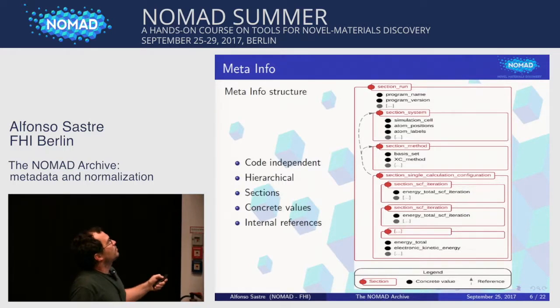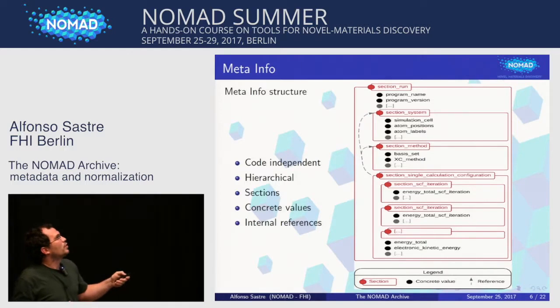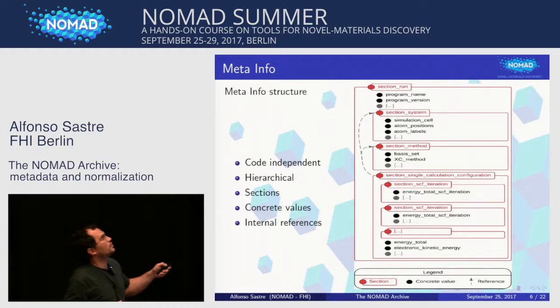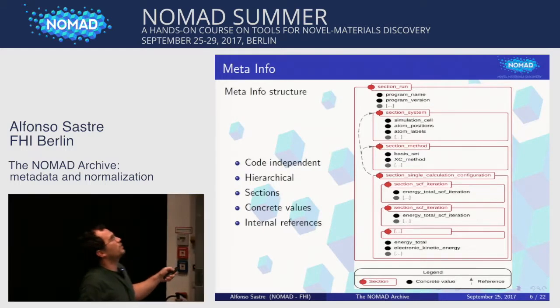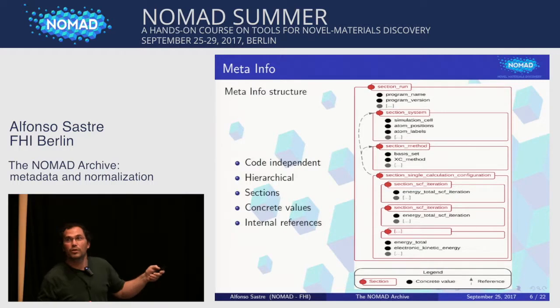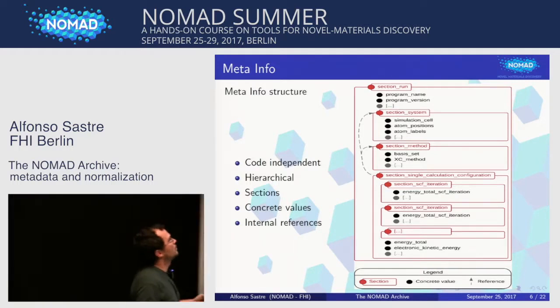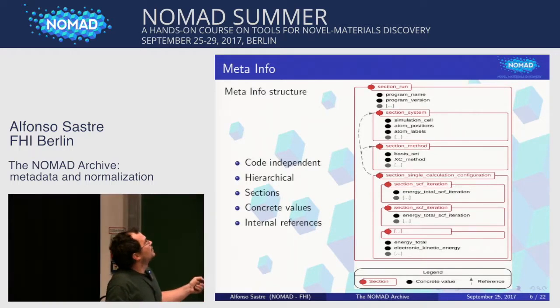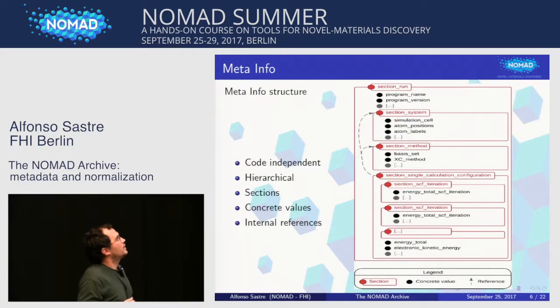So here you see also that there are relations between sections. Probably most of the information is contained here in this section, single configuration. Okay, to understand this you need some information that is contained in other places, but it's redundant to write it everywhere. So you just have to refer to the proper section before, and you get the data. Okay? So that's how the information is stored.